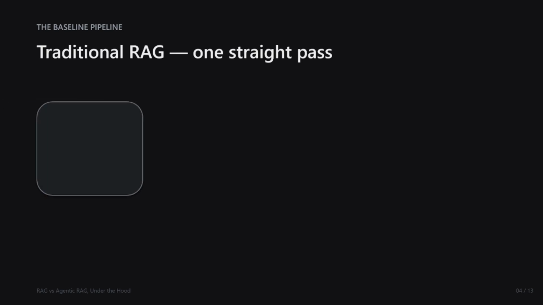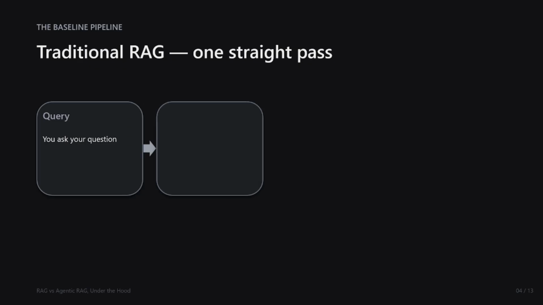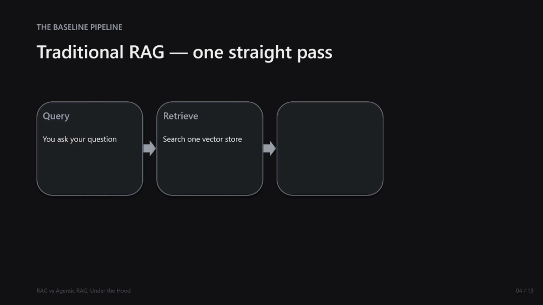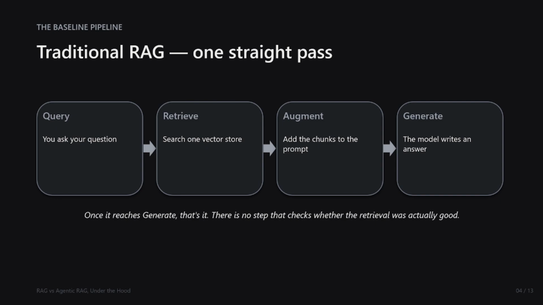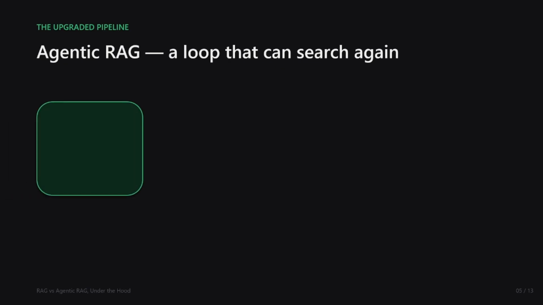This slide shows the basic traditional RAG pipeline. First, the user asks a question. Second, the system retrieves information, usually from one vector store. Third, it adds that information to the prompt. This is called augmentation. And finally, the model generates the answer. The important point is that once it reaches the generate step, it does not usually stop and ask, why, is my retrieval good enough? Now let us look at agentic RAG.